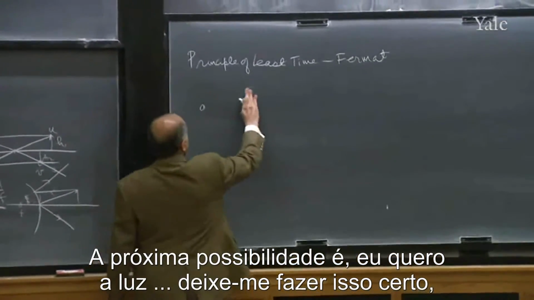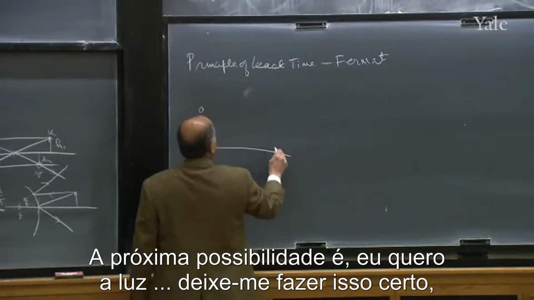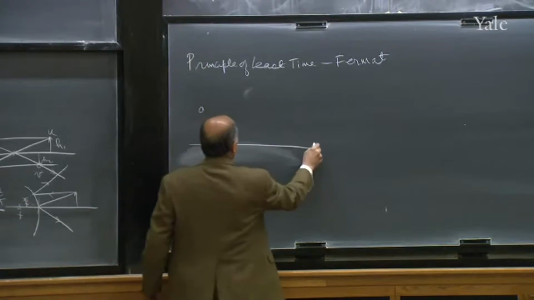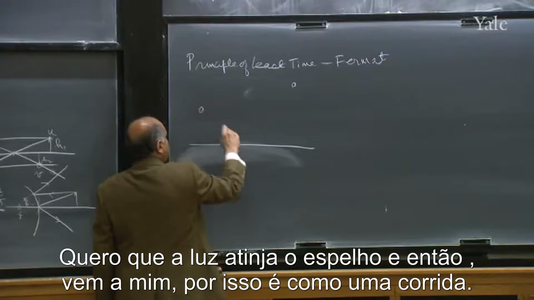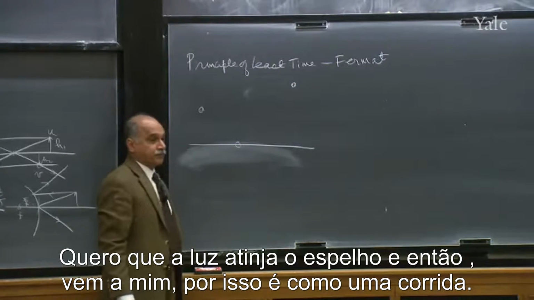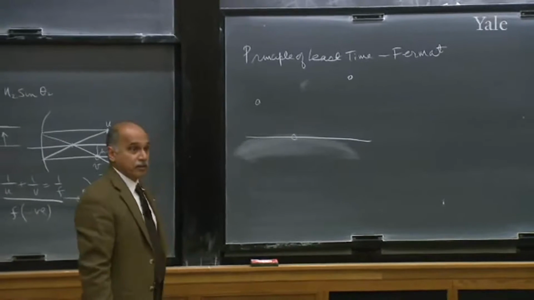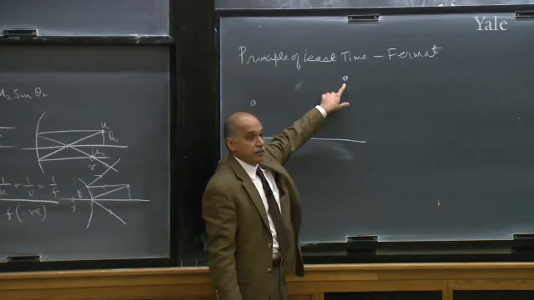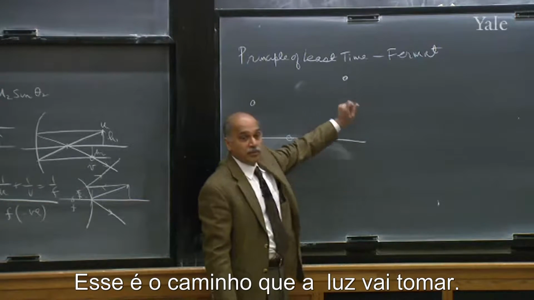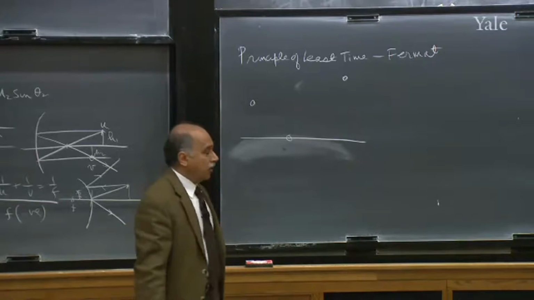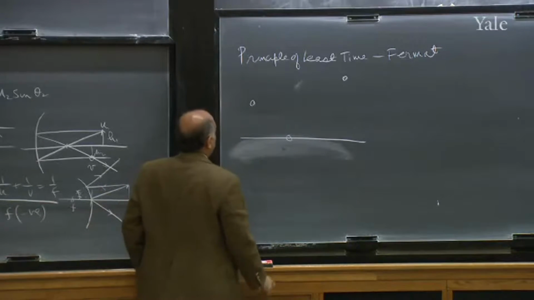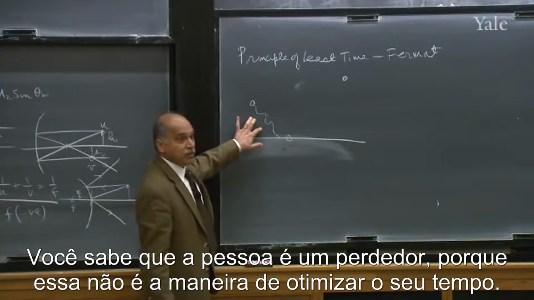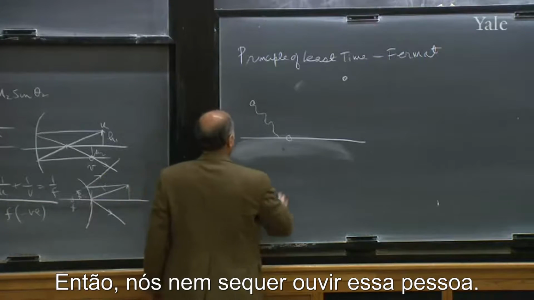The next possibility is, I want the light, let me do this right because I'm going to really draw some pictures, I want the light to hit the mirror and then come to me. So it's like a race. You're here, you got to touch the wall and go to the finish line. Whoever gets there first wins. That's the path light will take. Now there are different attitudes you can have. First is you can start wandering like this. You know that person's a loser because that's not the way to optimize your time. So we don't even listen to that person.